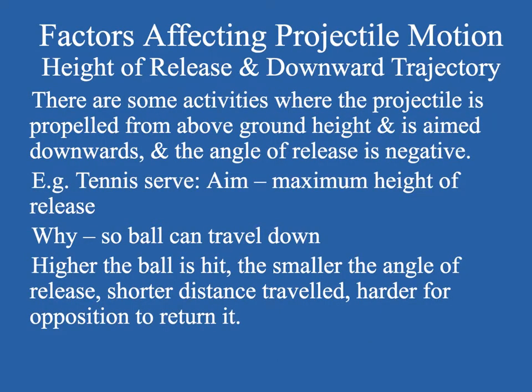So when you're serving in tennis, the aim is to get maximum height of release. That's why you extend your arm and the racket. The racket and the arm is a long lever. And you do this so the ball can travel downward. The higher the ball is hit, the smaller the angle of release, the shorter the distance travelled, and the harder it is for the opposition to return the ball. And that's what we're always trying to do, make it an attacking serve.